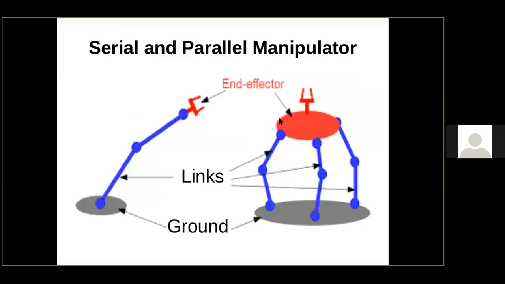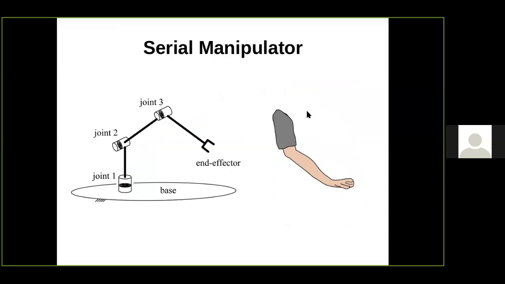Examples of parallel manipulators and serial manipulators will be seen now. This is an example of a serial manipulator. This is a human arm with joint 1, joint 2, and joint 3. This is a 3-axis serial arm with an end effector. The base will rotate along this axis, joint 2 will rotate along this axis, and joint 3 will rotate along this axis. This is what we are going to simulate today using the Processing software.